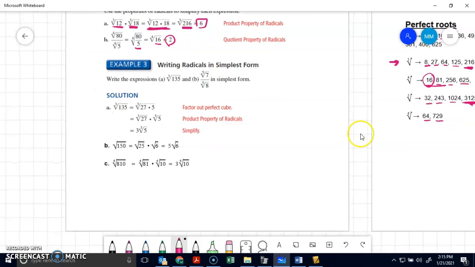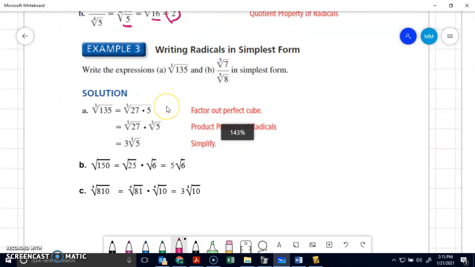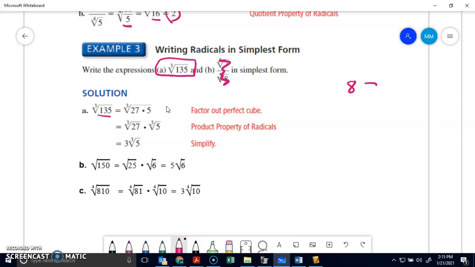Now we're going to use those properties in the reverse direction. If I have a number like this, can I use that property to break it up into two parts? Ignore this for now. What I have is the cubed root of 135. 135 is not on my list of perfect cubes. The list of perfect cubes goes like this. 135 is not on it. But we are going to break this down.